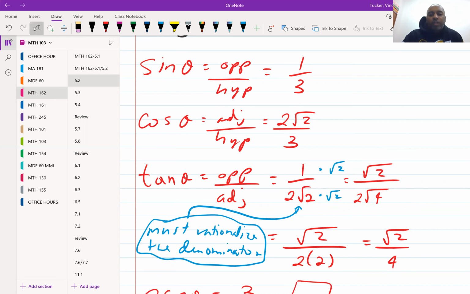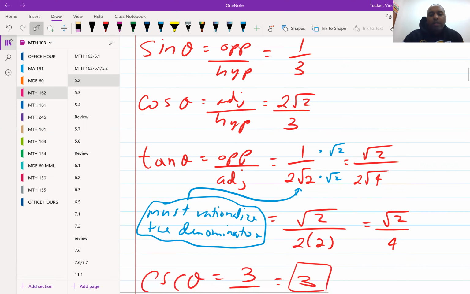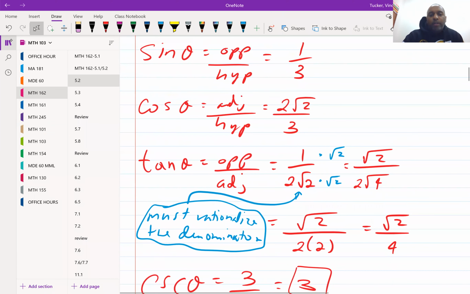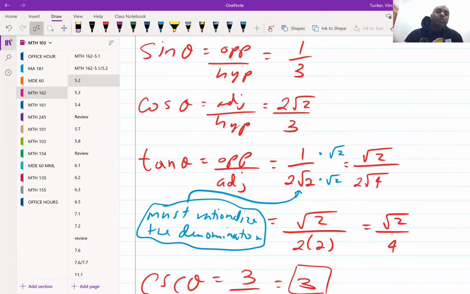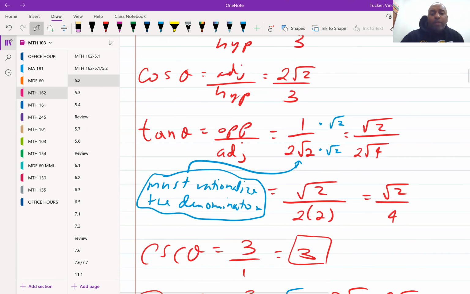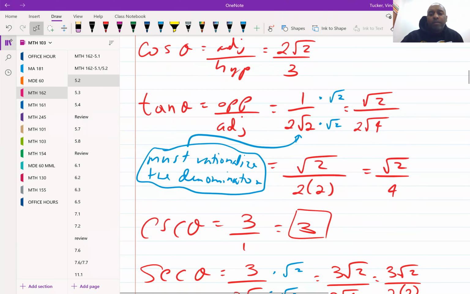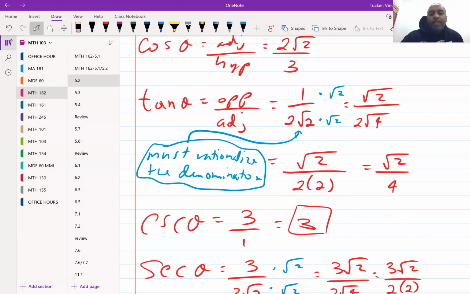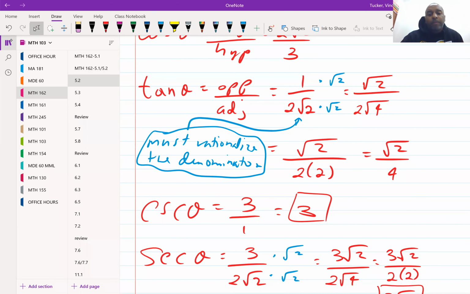All right, questions before we go to the next 3? Everybody okay? When it comes to cosecant, don't forget that's the inverse of sine, so we're going to flip that. That'll be 3/1, which is just 3. Secant is the inverse of cosine, so that'll be 3 over 2 square root of 2.